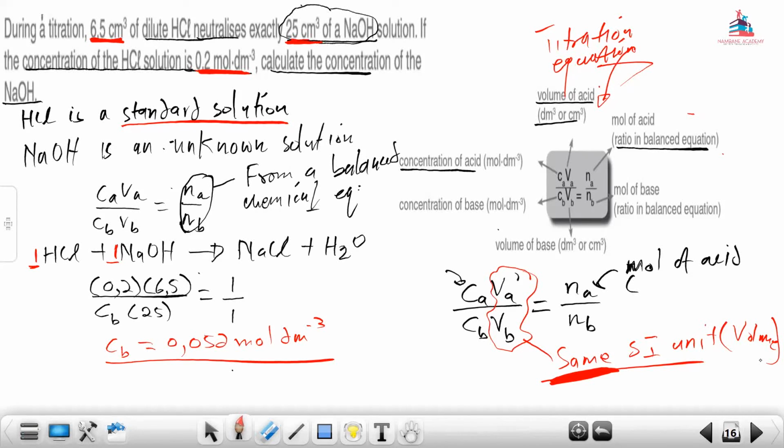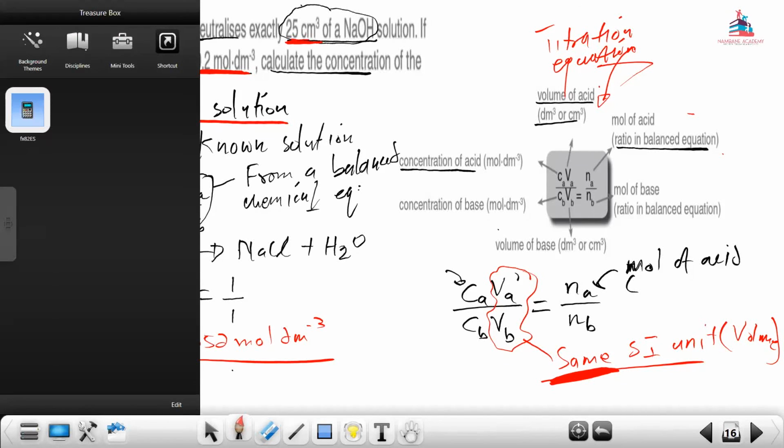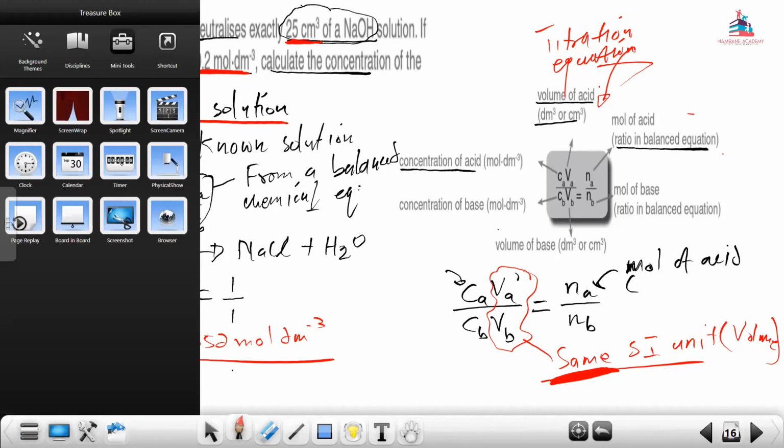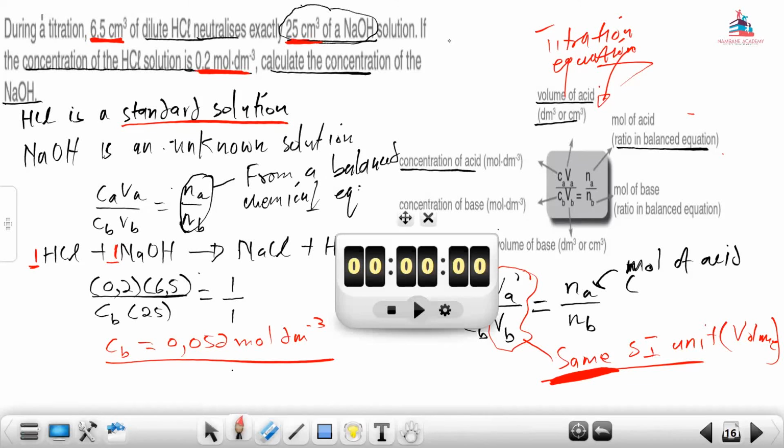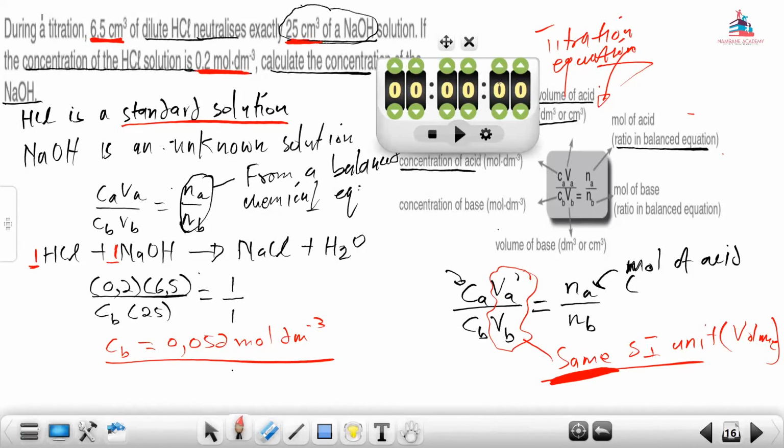So if you're working with decimeter cubed, let it be decimeter cubed for all of them. If you are working with centimeter cubed, then let it be in centimeter cubed. So now the time here is exactly 20:29. I'm going to give you 40 seconds to digest today's lesson, and then we'll be in a position of saying our goodbyes.